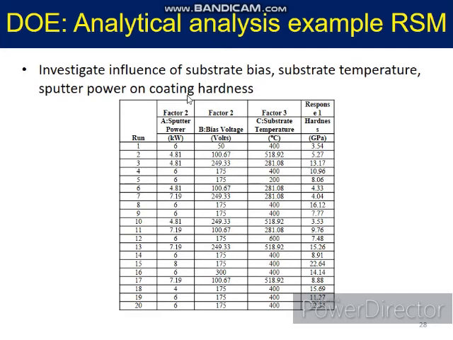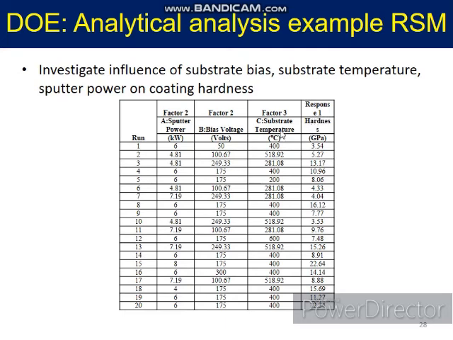I studied three factors: sputter power, bias voltage, and substrate temperature. I evaluated them at two different levels and also at the center point. Because of that, I have 20 experimental runs that I have to do. The response in this particular case is hardness.